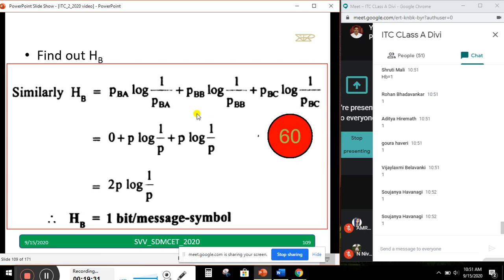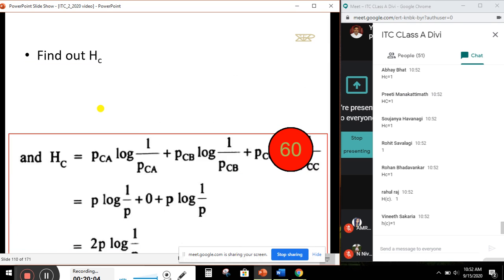Find out HB. HB also 1. HC is being written. Chaitra Kulkarni, very good Chaitra. HC is 1, she is writing. Let me check with the others. Sumit Desai, Abhishek, Pragati, all are getting HC equal to 1. Shilpa, Preeti, Abhay, 2 are there I think. Rohit, Rohan, all are getting 1. Then HC equal to 1 may be the correct answer.